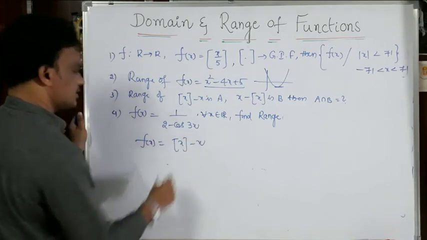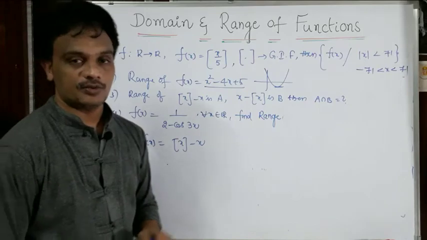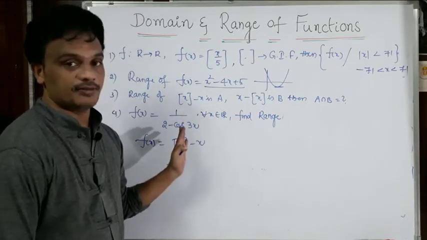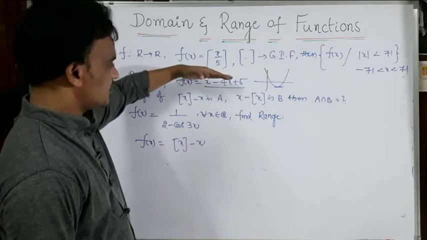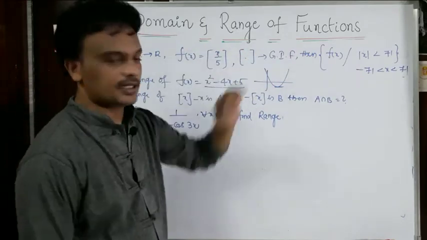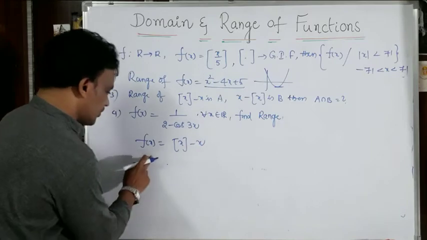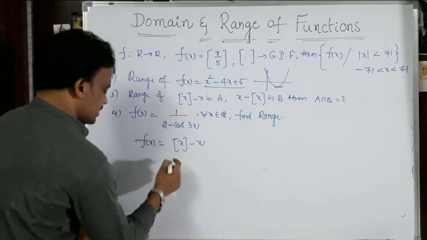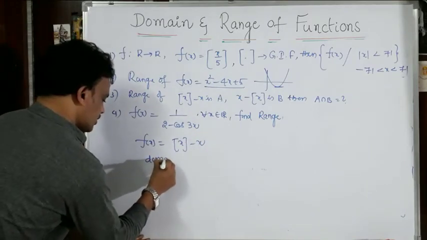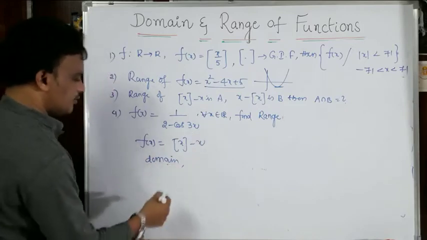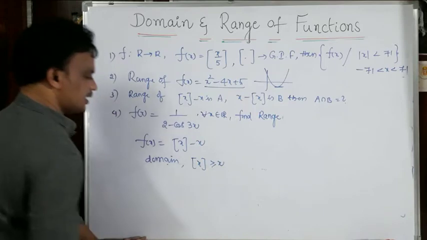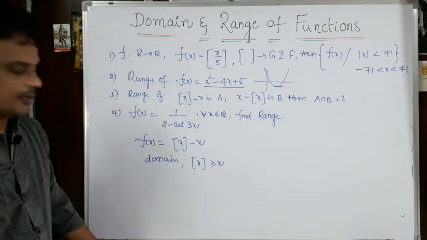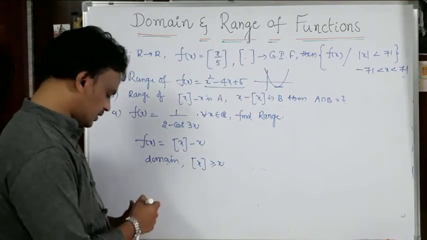Before going to finding the range, we need the domain compulsorily. In this case, it is clearly a quadratic expression, so no need for that one, we will get the range directly. But coming to this one, f(x) = ⌈x⌉ − x. What is the domain first of all? While finding the domain, we need ⌈x⌉ to be greater than or equal to x, right?